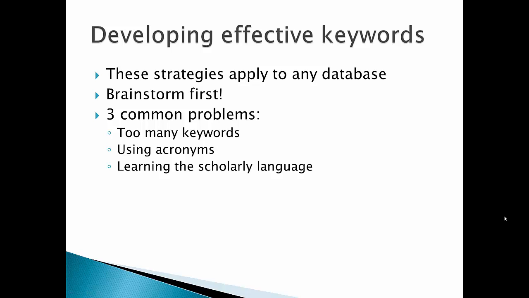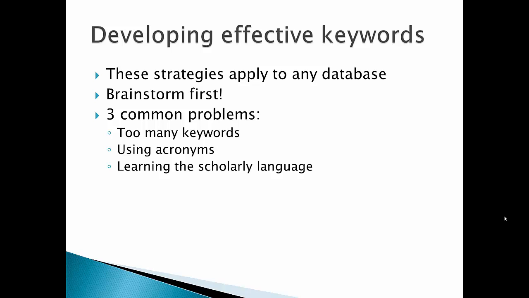This tutorial is going to cover how to develop effective keywords. And this is something that I find to be really important when it comes to effective searching. So I'm just going to give you a couple tips that I have learned in my many, many years as a research librarian. And the good thing about these strategies is that they'll apply to any database. So for our examples, I'll be looking at Primo, but you can use the same sort of rules of thumb when you're looking at any database.